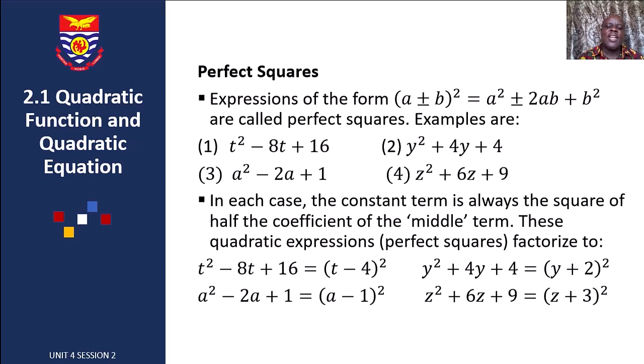So mostly, if you simplify these expressions by way of factorization, it gives you repeated factors. So t squared minus 8t plus 16 will give you a repeated factor, t minus 4 twice. y squared plus 4y plus 4 will give you y plus 2 twice. And then z squared plus 6z plus 9 will give you z plus 3 twice.